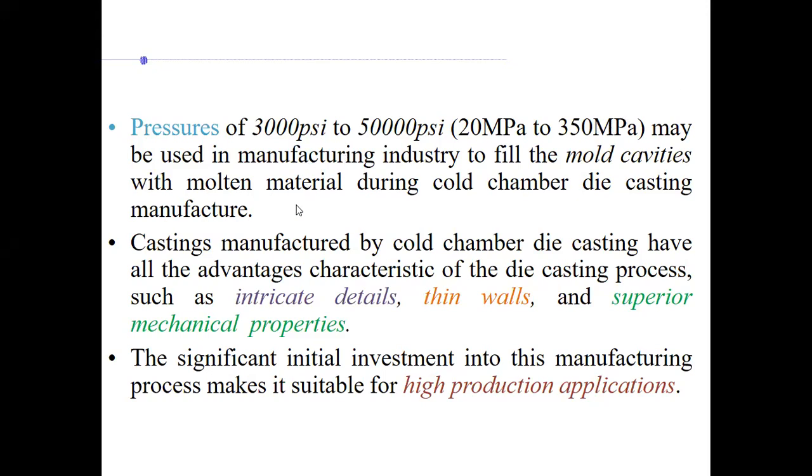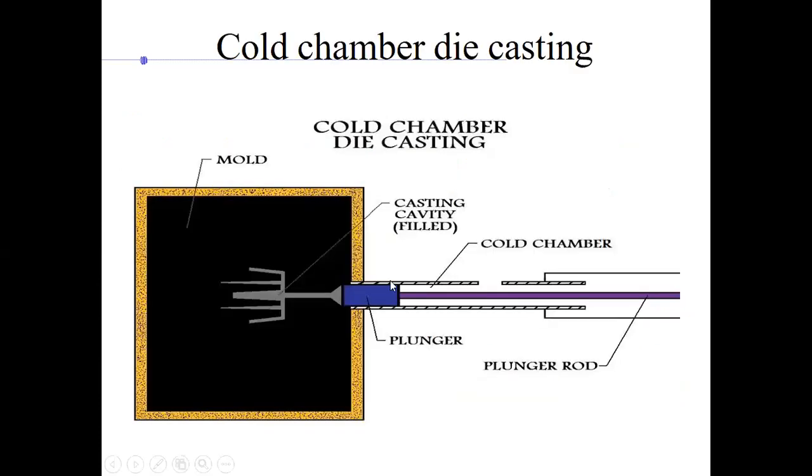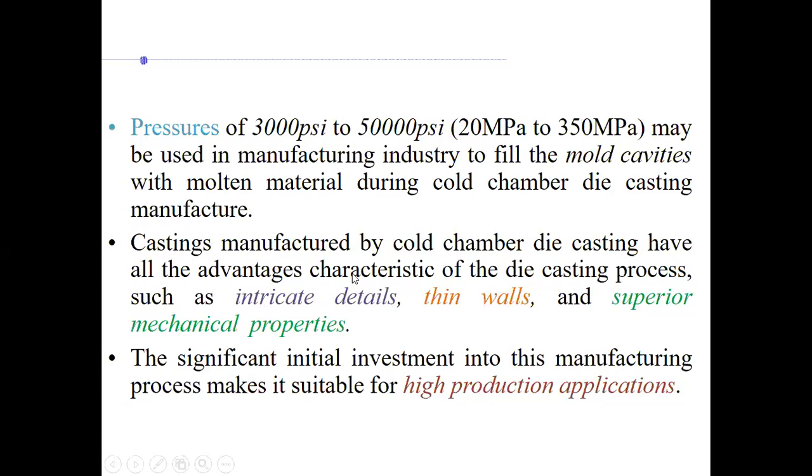Castings manufactured by cold chamber die casting have all the advantages and characteristics of the die casting process, such as intricate details can be made in walls, and superior mechanical properties can be achieved. Intricate details, because we are trying to push the molten metal to take the shape of that cavity inside. Unlike sand casting, where you omit some details and then try to machine them later, here in just one go we are able to create the intricate details. Thin walls even, because of the thin cavities that you can make.